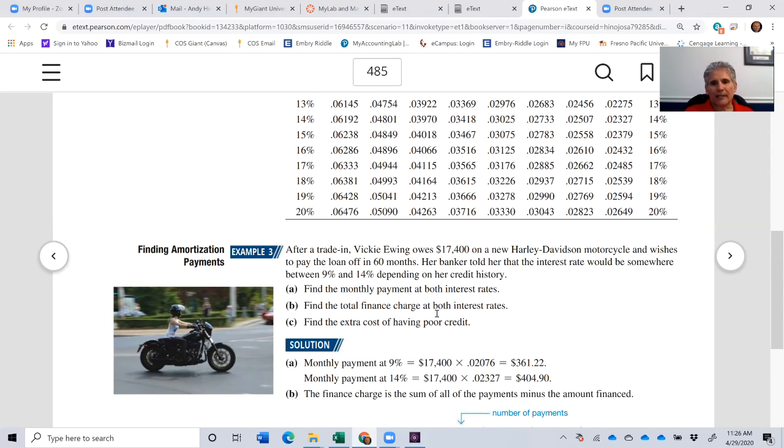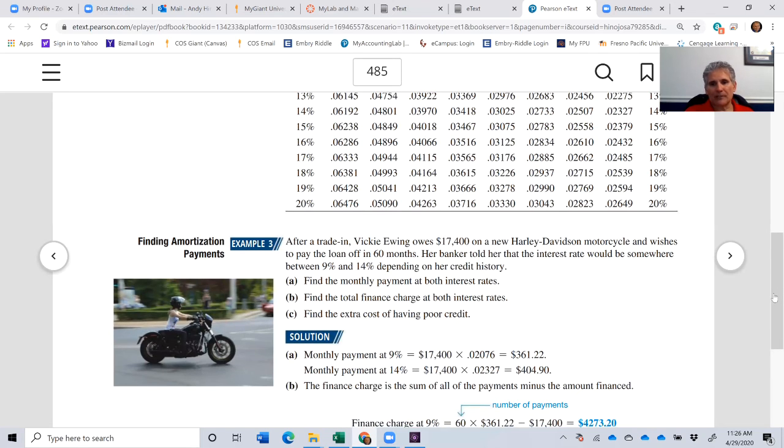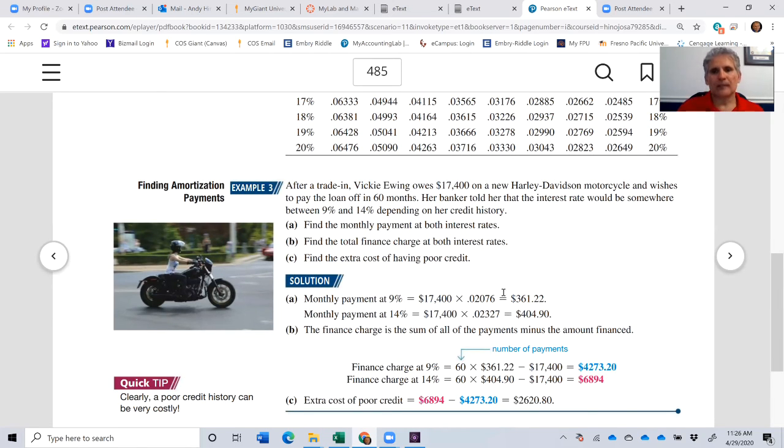Find the total finance charge at both rates. Well, to do that, we simply need to figure out how many payments she is going to be making and at what amount. Under the 9%, she's paying 60 months at $361.22. That's the total amount of payments, which includes both principal and interest. So we're going to subtract the original principal, and that means that over the life of the loan, she's going to be paying $4,273.20.